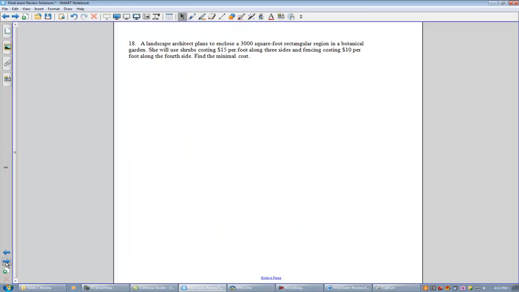All right, the next problem, number 18, this is an optimization problem. So it says a landscape architect plans to enclose a 3,000 square foot rectangular region in a botanical garden, use shrubs costing $15 on 3 sides, and fencing costing $10 along the 4th side, and we want to find the minimal cost. So for my picture, I draw a rectangular region. I know the area is equal to 3,000 feet squared. I know on 3 sides I'm going to do shrubs, so let's just do some shrubs here.